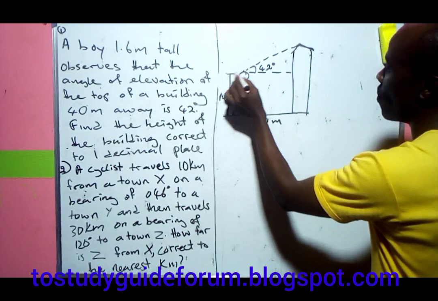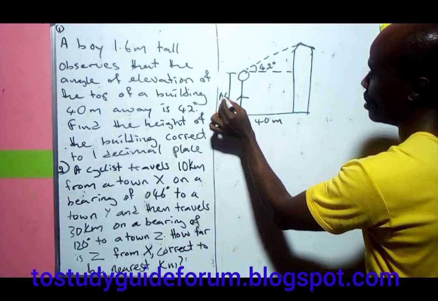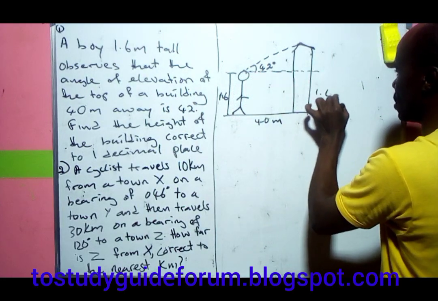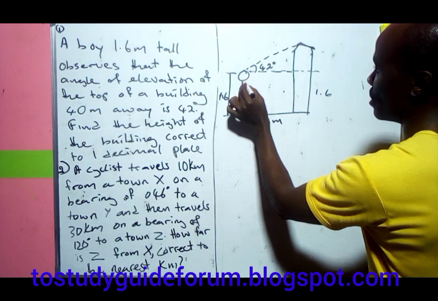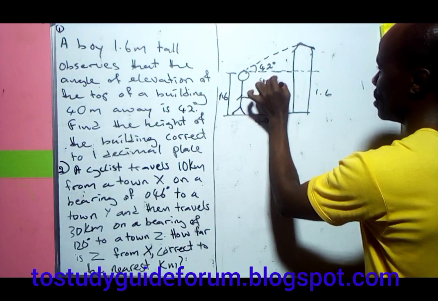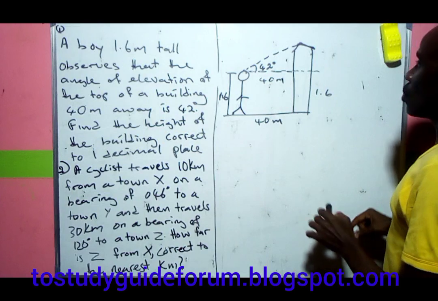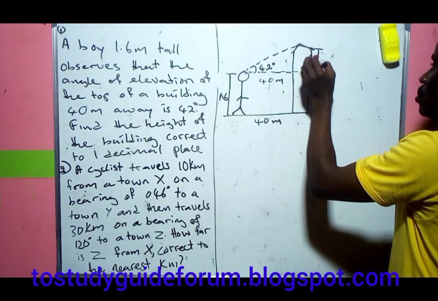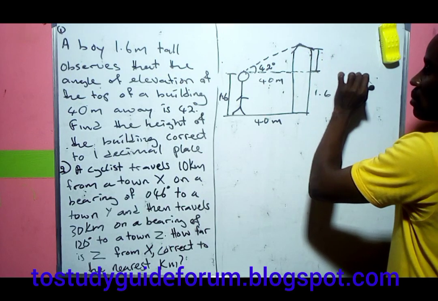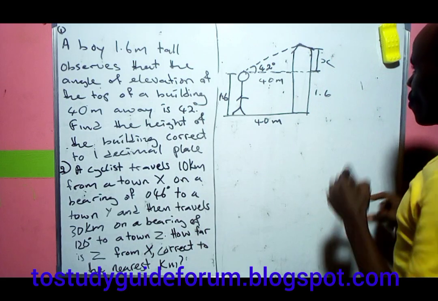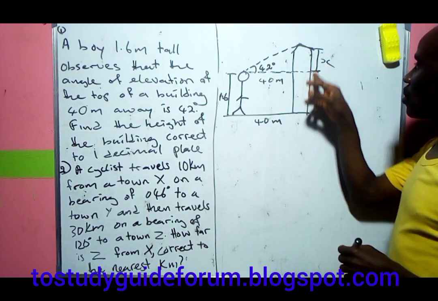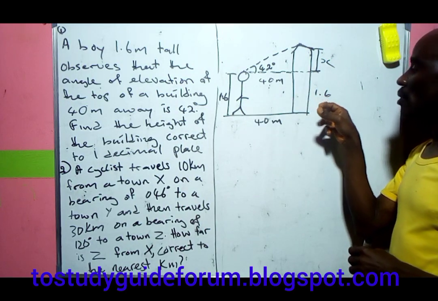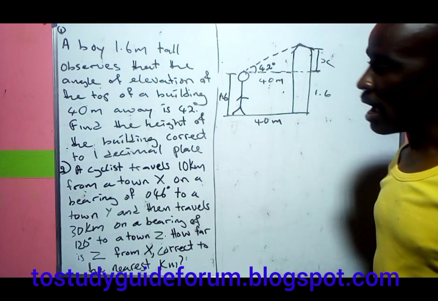So now if you look at this, you find out that 1.6 already is taken by the boy. That means here is also 1.6. And then from this boy to this building, we have 40 meter. So we need to complete this one. What can we call it? We call it x. We need to find this one in order to make up to the height of the boy, which is 1.6 meter, in order to get the height of the building.